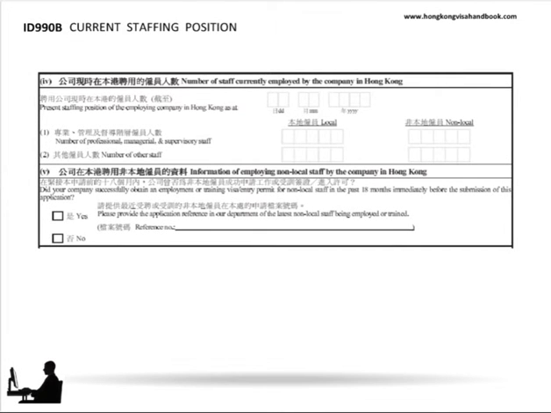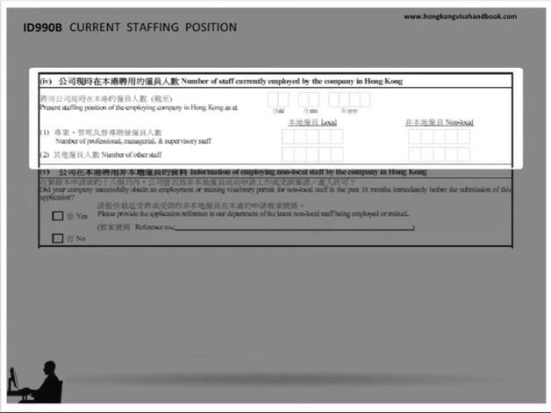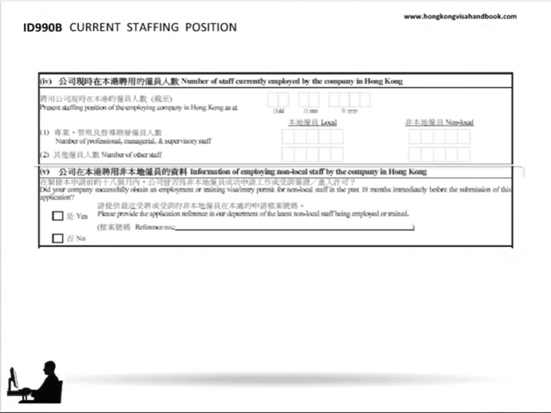When informing the Immigration Department of the current staffing position of the sponsor, the headline data should be provided in this section of the form ID990B, but the data should accord exactly with the further information being supplied as part of the wider application bundle.